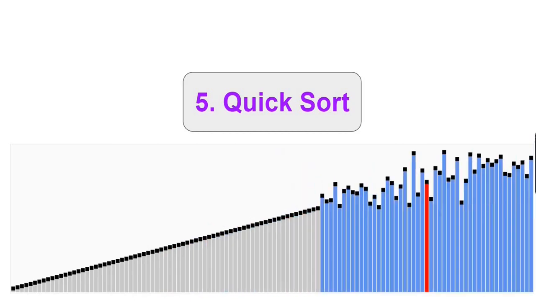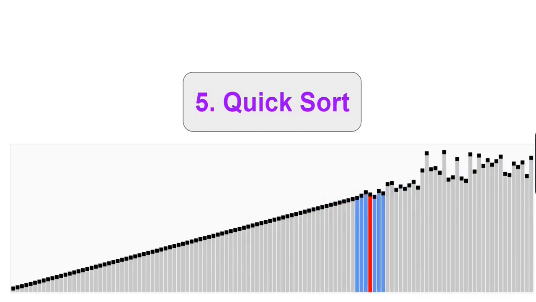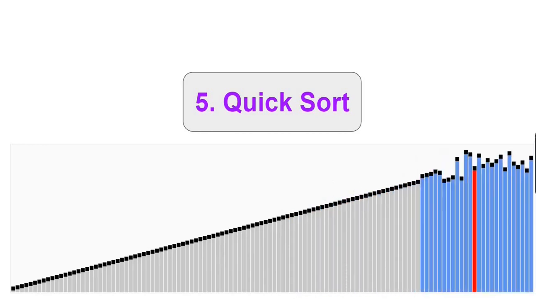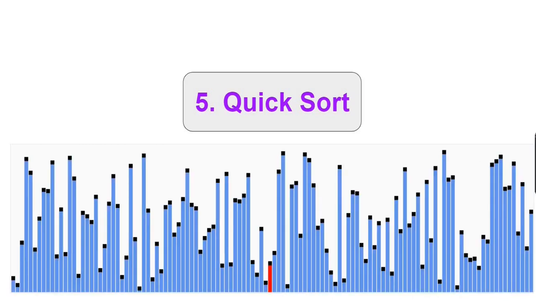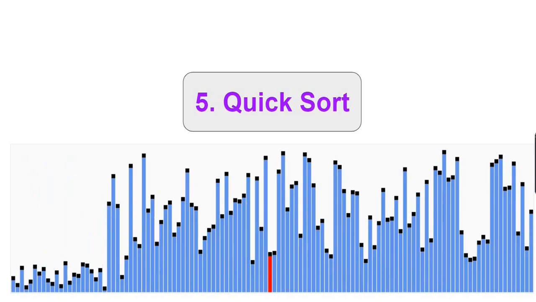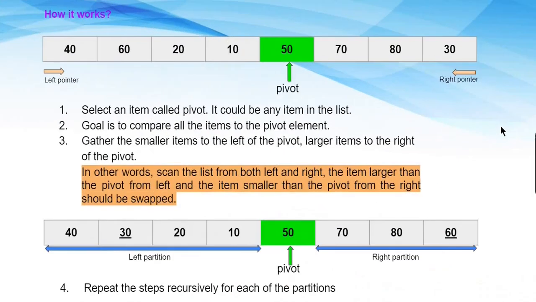Java uses this sorting technique for some of its available functionalities like Arrays.sort. Certainly, there are some other functionalities as well. So let's see how it works with an example. Suppose we have an array of numbers 40, 60, 20, 10, 50, 70, 80, and 30.